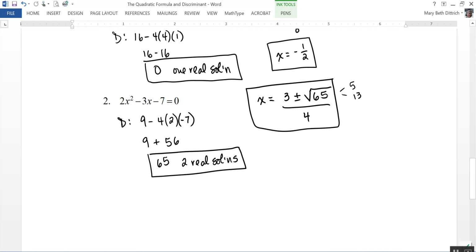So in this video, we took a look at how to solve a quadratic equation by using the quadratic formula and using the value of the discriminant, that is b squared minus 4ac, to determine how many real solutions there are to the quadratic equation.